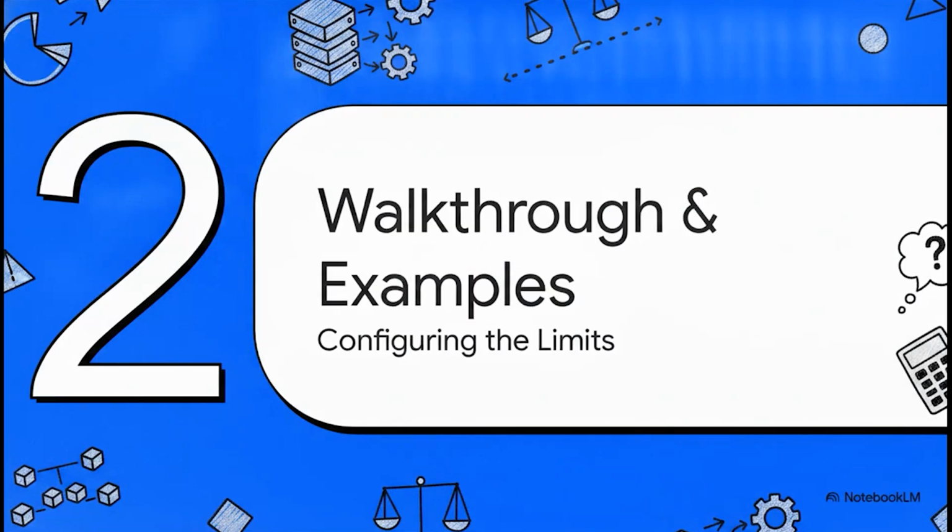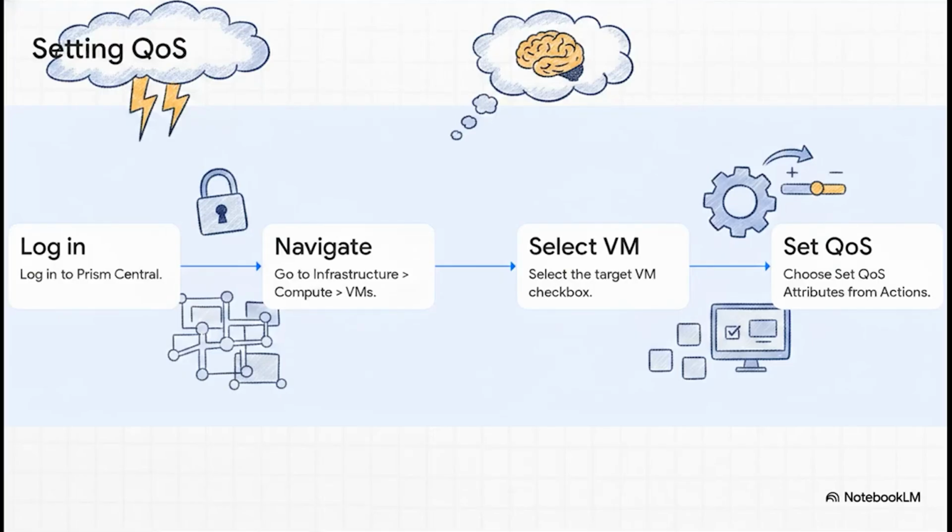Moving on to Section 2, Walkthrough and Core Examples. Configuring the limits. Okay, so how do we actually do this? You'll want to build some serious muscle memory for this exact path for the exam. First, log into Prism Central. From the application switcher, you hit Infrastructure, go to Compute, and then VMs. That brings up your list of VMs across all your registered clusters.